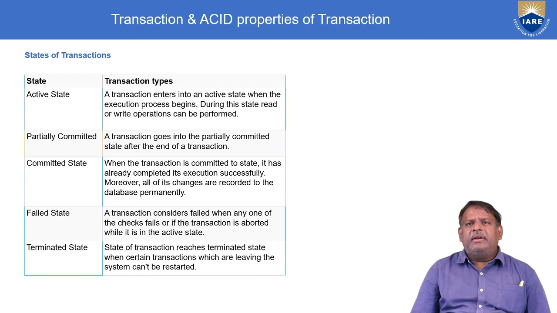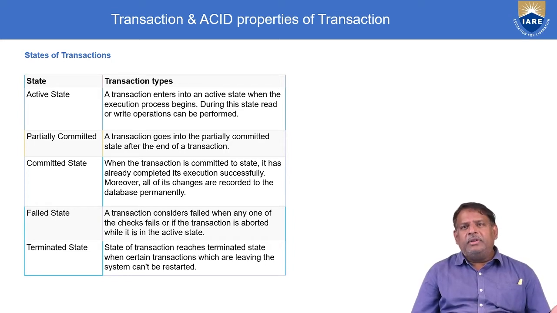The active state is where the transaction enters when the execution process begins. So whenever your transaction begins, it enters into the active state. During this state, read or write operations can be performed. Now, what is the partially committed state? A transaction goes into a partially committed state after the end of the transaction.